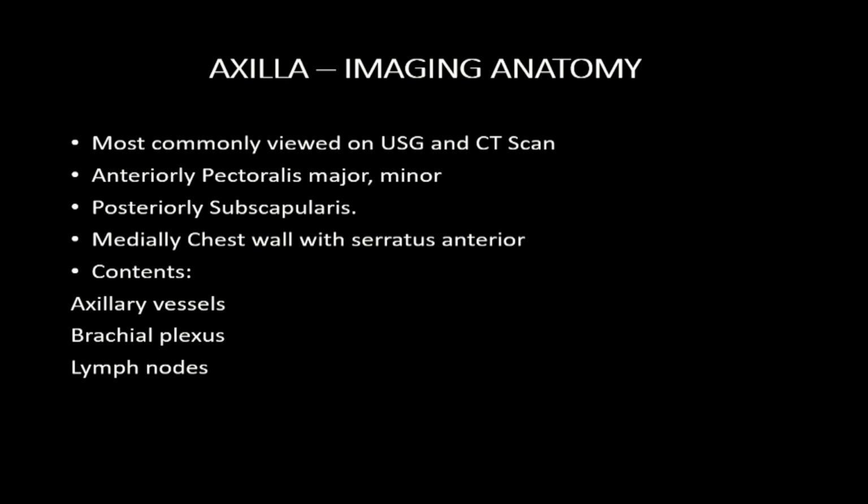So coming to the axilla, it is most commonly viewed on ultrasound. Every one of us is doing ultrasound of the axilla, and we do view it on CT and MRI as well. Anatomically there are so many boundaries and walls for the axilla, but imaging wise these are the important ones. Anterior, posterior and medial is the chest wall, formed by serratus anterior medially, subscapularis posteriorly, and pectoralis major and minor anteriorly. Contents, we all know: axillary vessels, brachial plexus, nerves and lymph nodes. For now, lymph node visualization in the axilla is important.